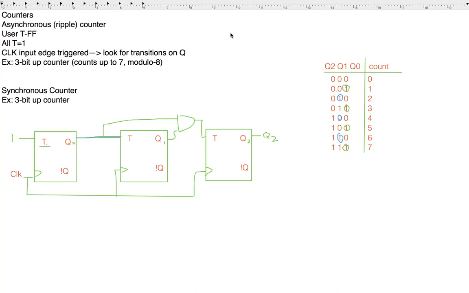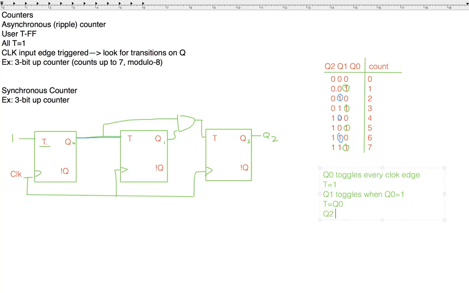So I'm going to write this out in terms because it's a little confusing. So we notice Q0 toggles every single time, so it toggles every clock edge. Therefore, we set the toggle equal to 1. So when the clock edge occurs, that's when it toggles. Q1 toggles when Q0 is equal to 1. And so that's why we say T is equal to Q0.